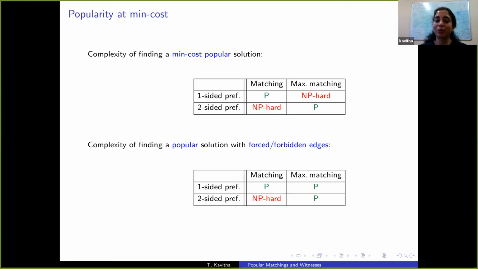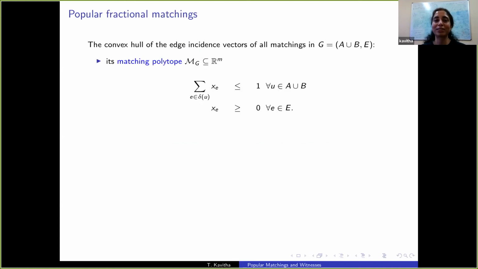So this motivates, why not relax matchings to fractional matchings? Yesterday in Amit's talk, we saw he was doing fractional set cover. Today, Siddharth was doing again fractional allocations. So similarly, we'll do fractional matchings.